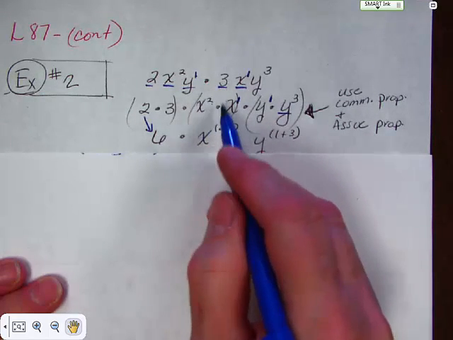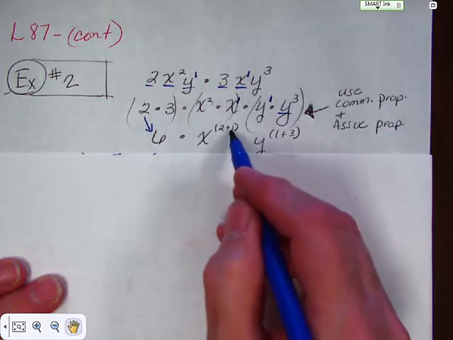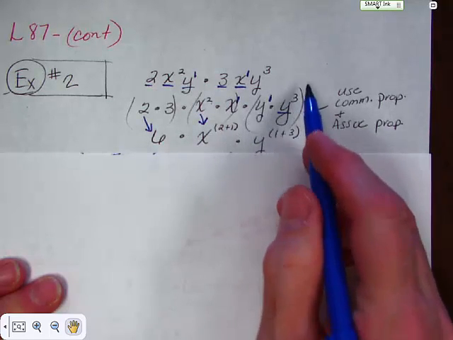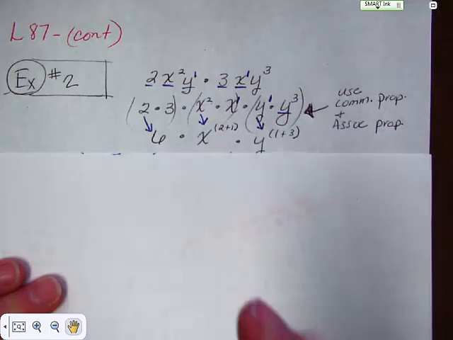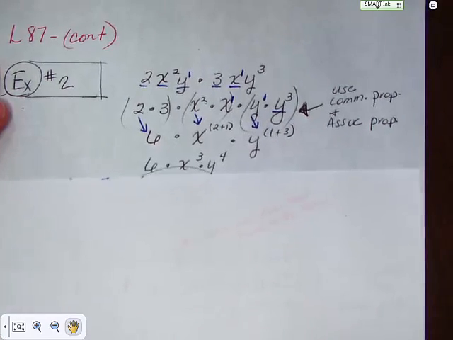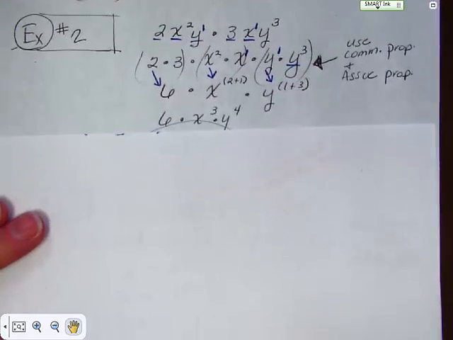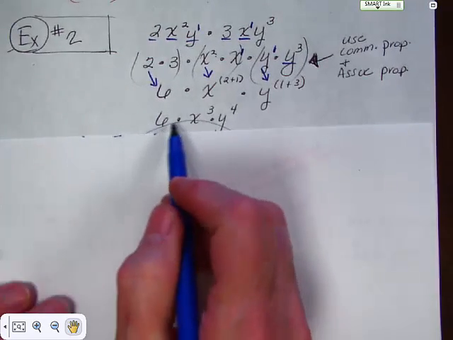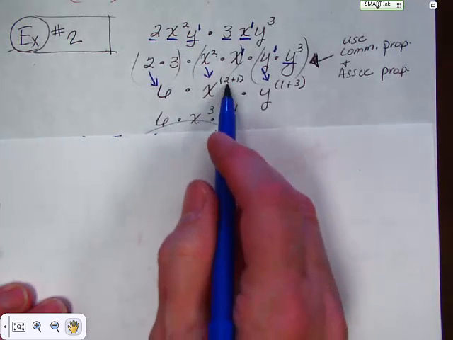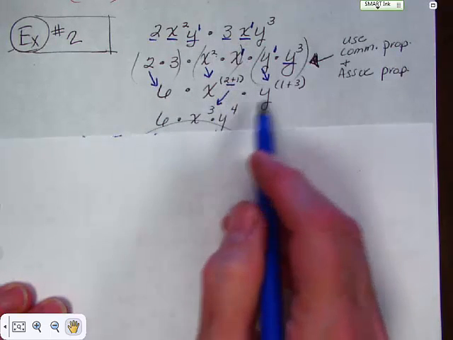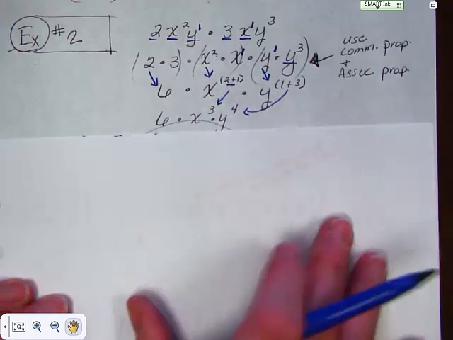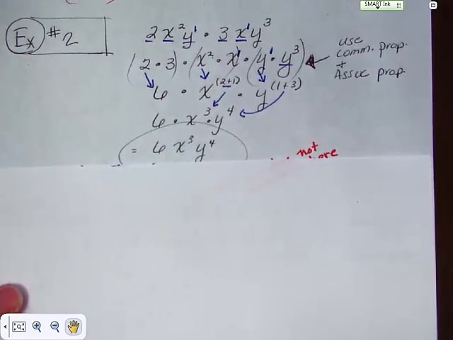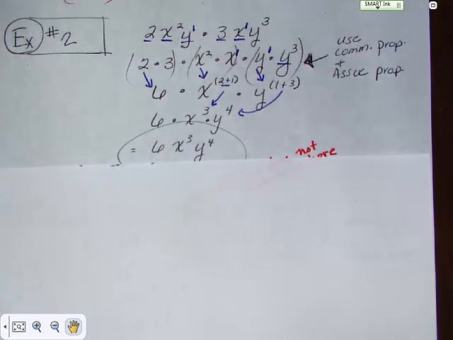x to the 2 times x to the 1 is x to the 2 plus 1. y to the first times y to the third is y to the 1 plus 3. We go ahead and do our addition, so we're doing our multiplication of exponents. We end up with 6 times x to the third times y to the fourth. And now we can take out the multiplication symbols and just write it as 6x cubed y to the fourth.